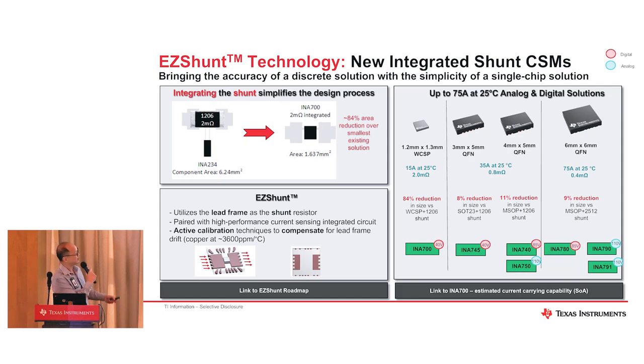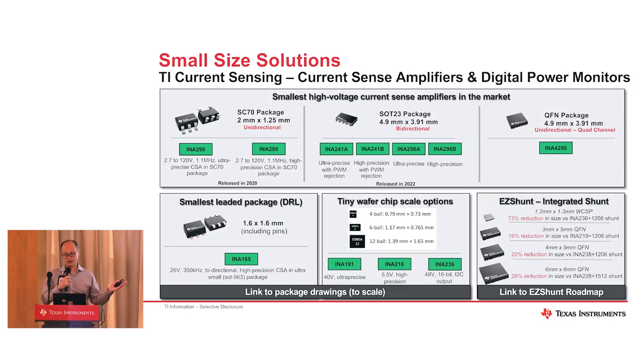Let's talk about the normal current sensors that you usually have. I just want to show in one summary page that we have different package options: SC70, SOT23, and QFN packages. We even have a leaded package, and we have the smallest one, 1.6 by 1.6 mm. If you want a wafer chip scale package, we also have 4 ball to 12 ball BGA packages. These are the part numbers listed here. And if you want EZShunt, the integrated shunt solution, we also have this solution. So TI offers you a very broad spectrum of current sensors. Whatever current rating you have, whatever size you need, whatever integration level you need, we have a large variety for you to choose from.